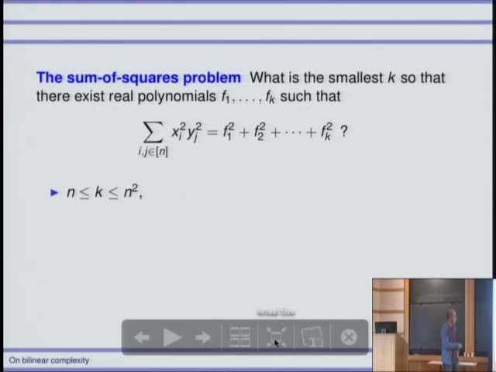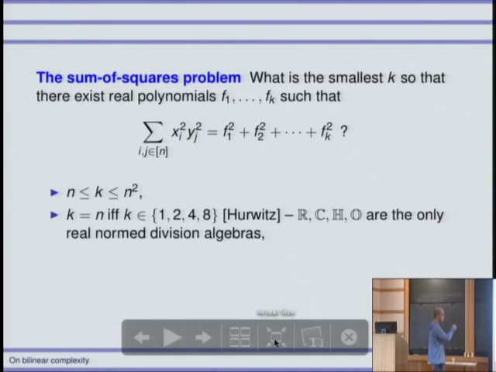Another bound, which is, I think, probably the most famous theorem about the sum of squares, comes from Hurwitz, who showed that the equality k equals n happens if and only if n is either 1, 2, 4, or 8. And this also explains the historical motivation for the study of the sum of squares problems, because this theorem of Hurwitz can be interpreted as saying that k is greater than n if and only if n isn't 1, 2, 4, 8.